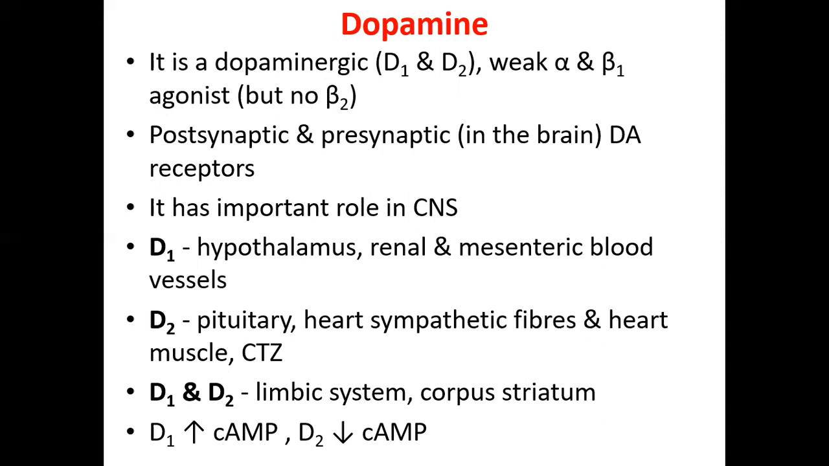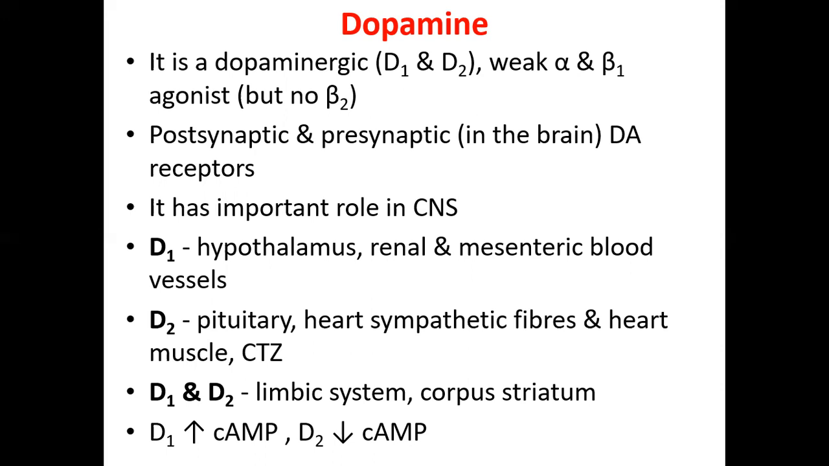So D1 receptors are mainly in the hypothalamus, renal as well as mesenteric blood vessels, and D2 mainly acts on the pituitary, heart sympathetic fibers, heart muscle as well as CTZ. And D1 and D2 are both present in the limbic system as well as corpus striatum. Action on D1 increases cyclic AMP, whereas action on D2 decreases cyclic AMP.